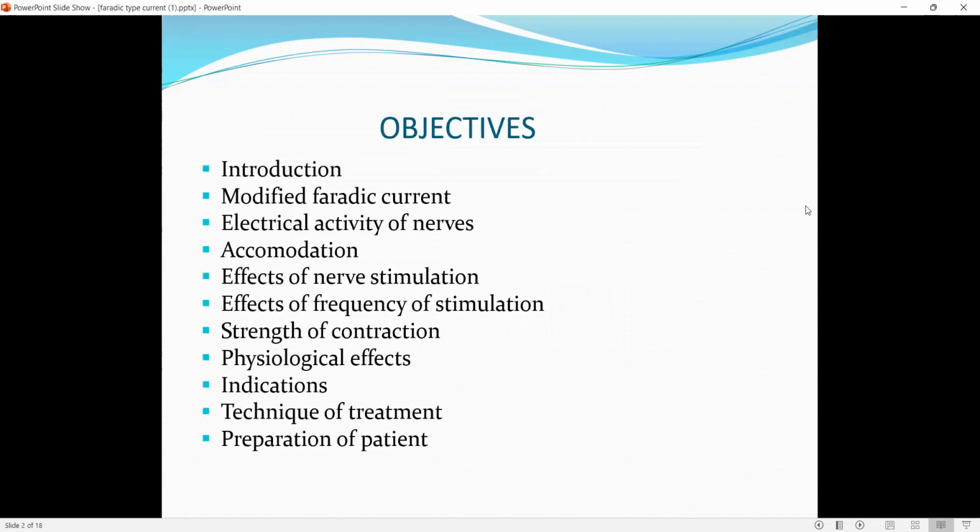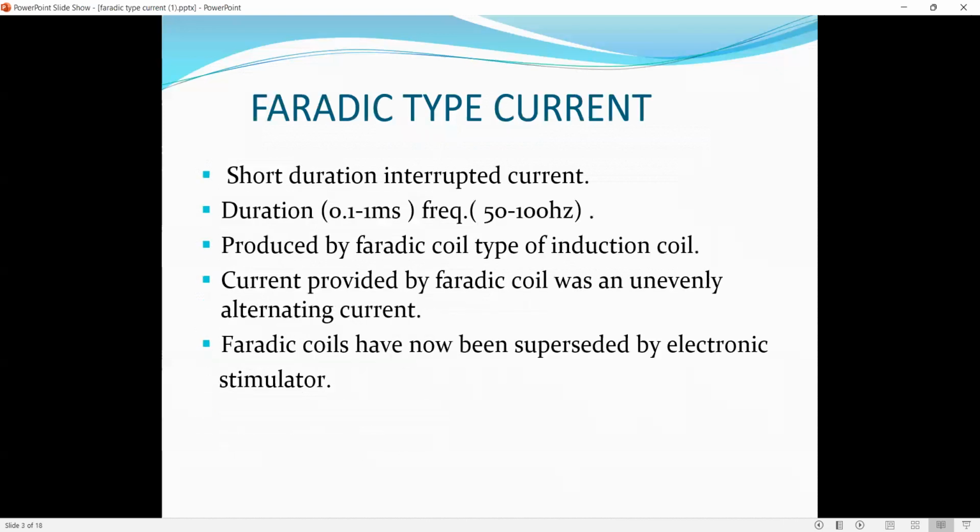Objectives: introduction, modified Faradic current, electrical activities of nerve, accommodation, effect of nerve stimulation, effect of frequency of stimulation, strength of contraction, physiological effect, indication, technique of treatment and preparation of the patient. First, Faradic type current. What is a Faradic type current?